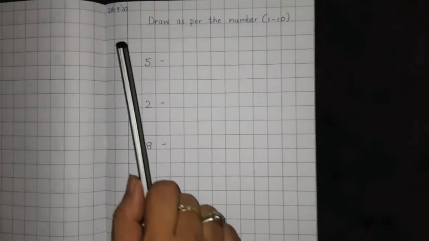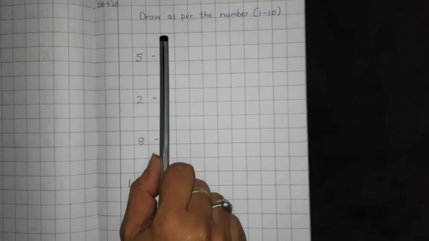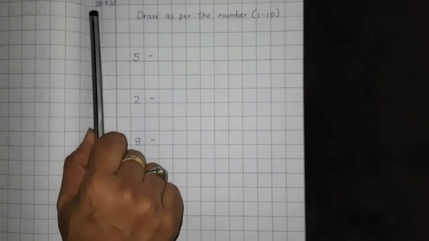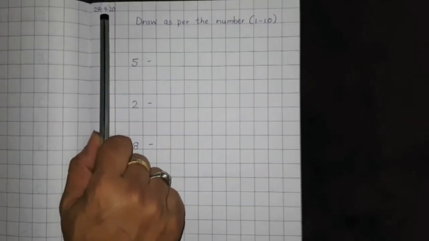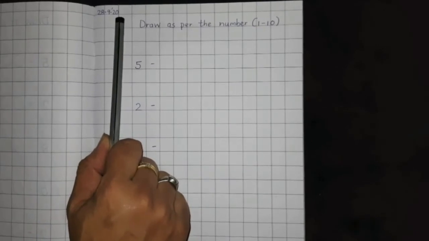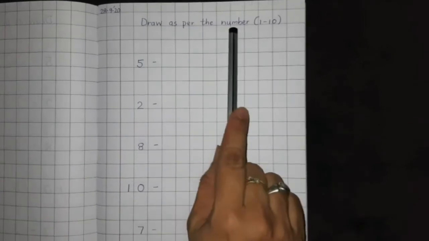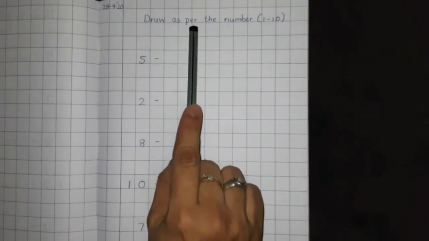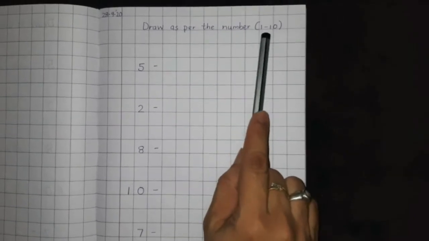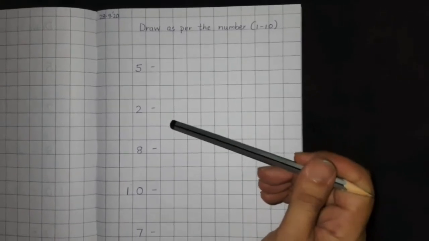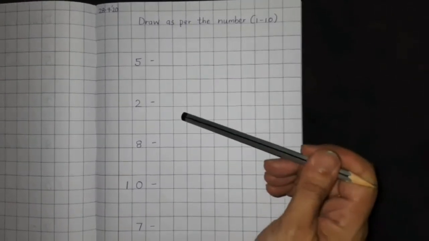Now, children, we will do an exercise in our maths notebook. What is today's date, children? 28/9/2020. That is 28th September 2020. The heading is Draw as per the number 1 to 10. For this, children, you have to tell your mama to prepare the page like this in your maths notebook.